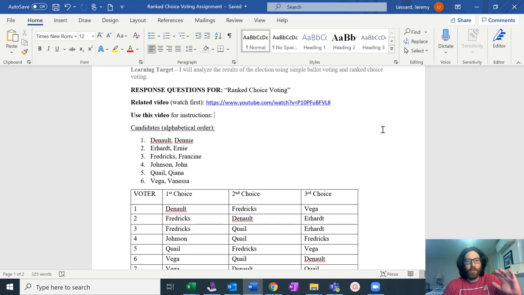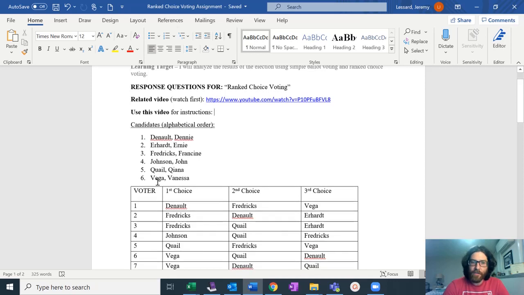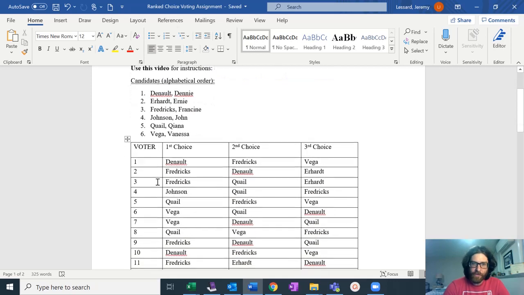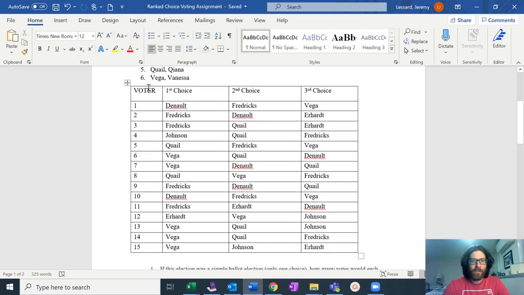And so I've sort of squeezed this down to a smaller version, just like I did with the gerrymandering assignment. So you have some candidates. They all have alliterative names, right? Denny Denault, Ernie Erdhart, Francine Fredericks, John Johnson, Kiana Quayle, and Vanessa Vega. And these are our candidates for office. And you can see that there are voters. They're not listed by name, but by number.